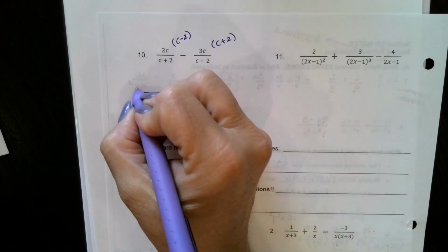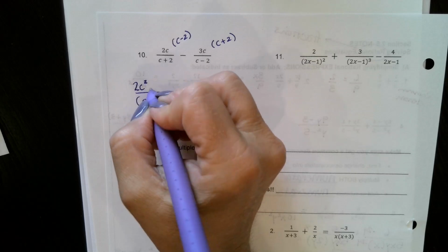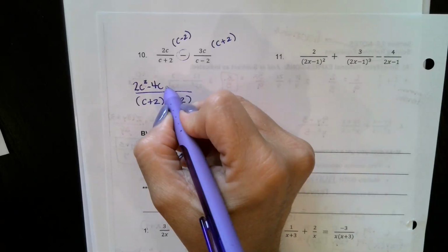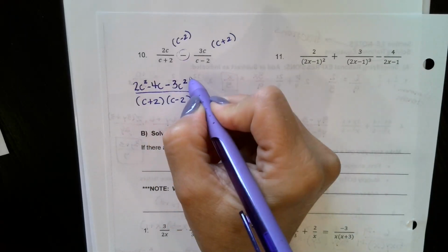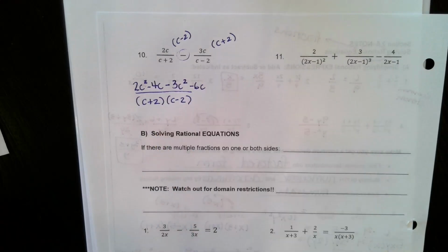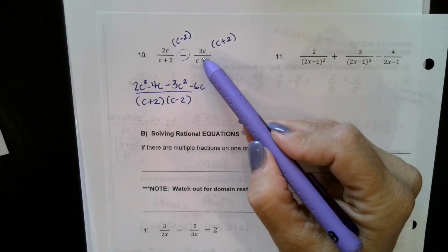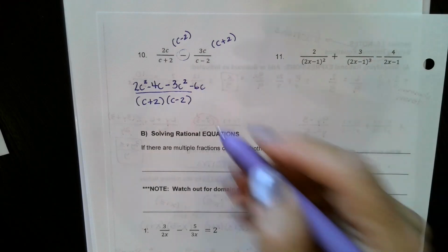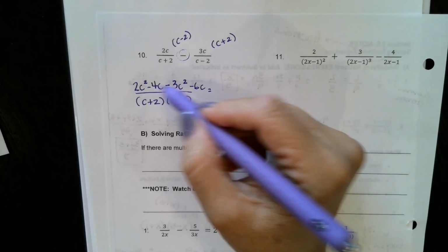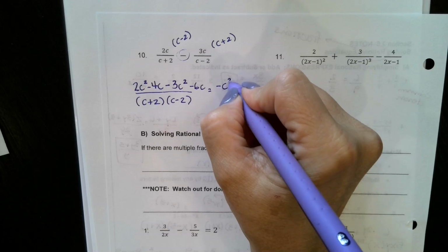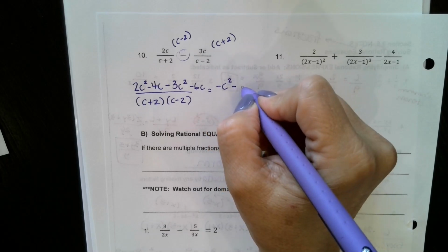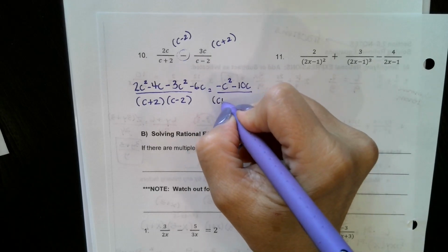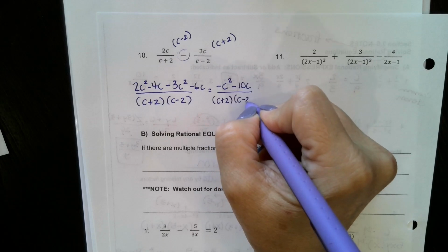So when I distribute this, I have 2c squared minus 4c. Now this is a negative, so this is going to be minus 3c squared minus 6c. I distribute this, 3c squared, this becomes minus 6c. So when I do the math, I'm combining like terms. I have negative c squared minus 10c over c plus 2, c minus 2.